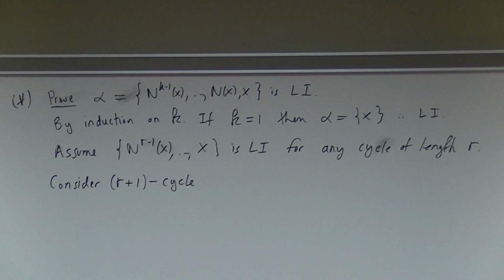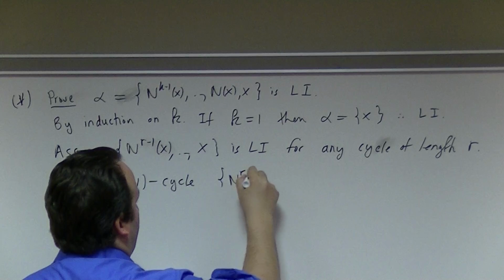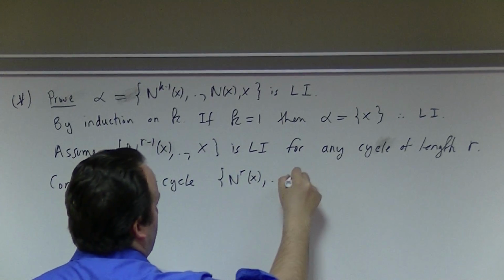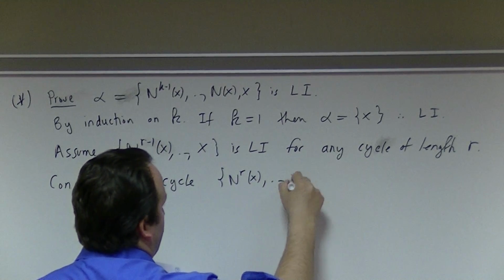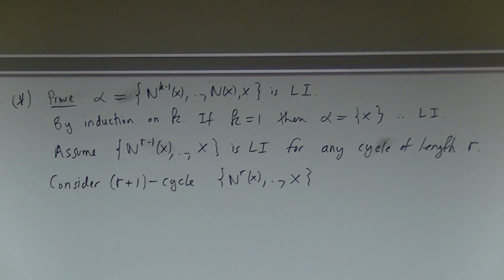So this alpha is a cycle. It's the cycle with initial vector x. All right, so consider an r plus 1 cycle. That would look like n^r of x. That was x, right?